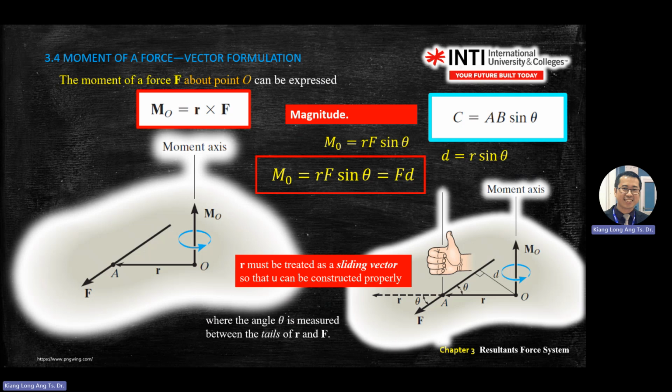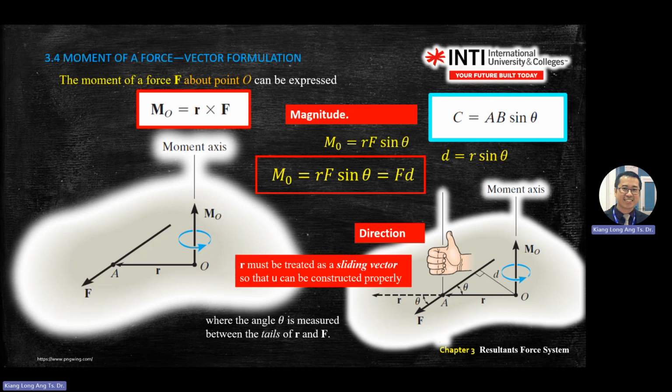Okay. So R must be treated as a sliding vector so that theta can be constructed properly. Sliding is just a name. Actually, it's just a name. The direction is the same.